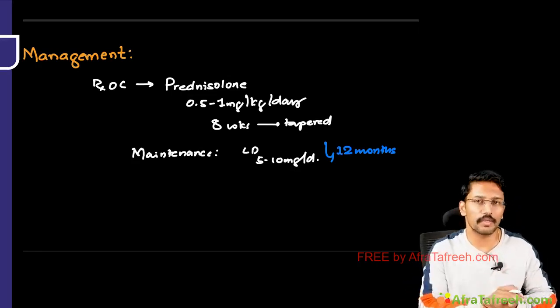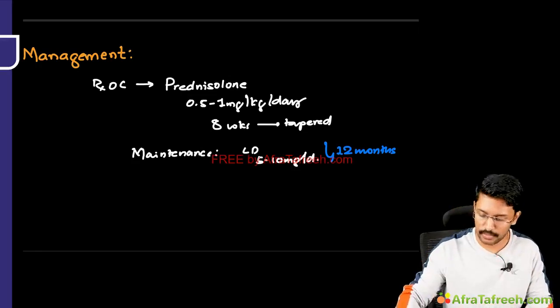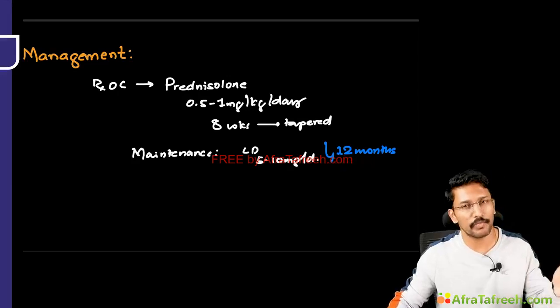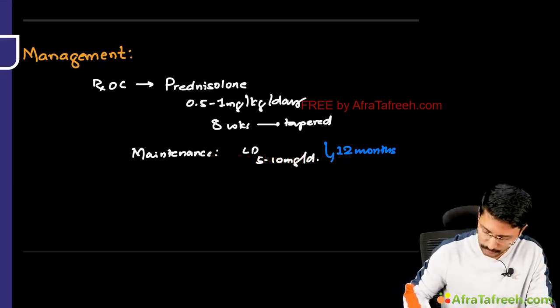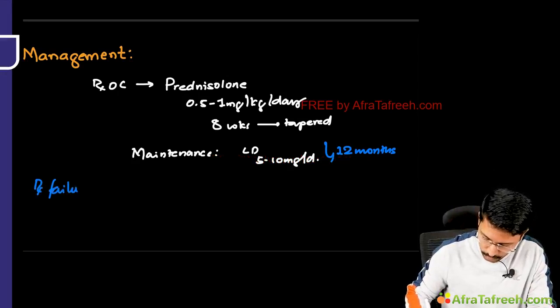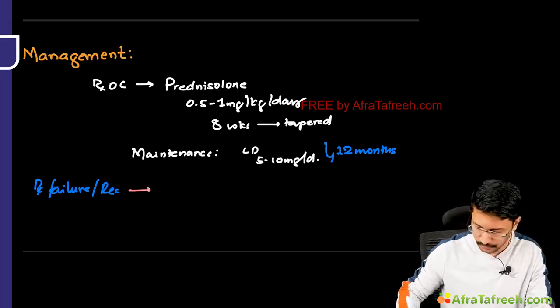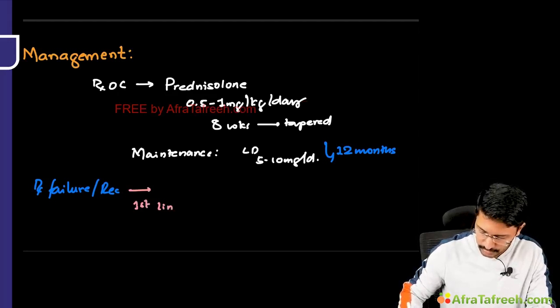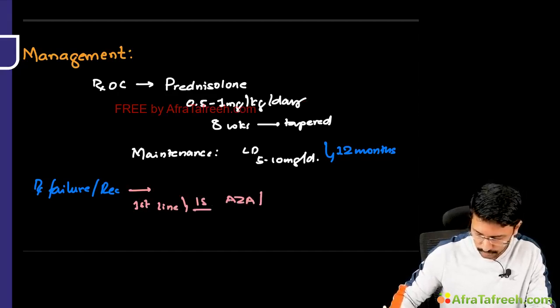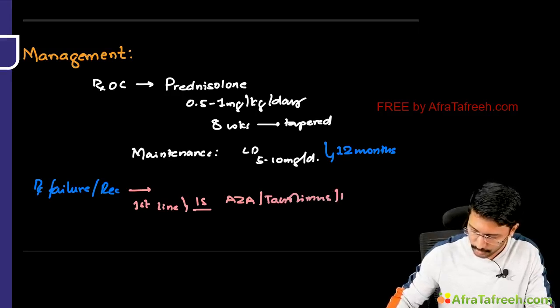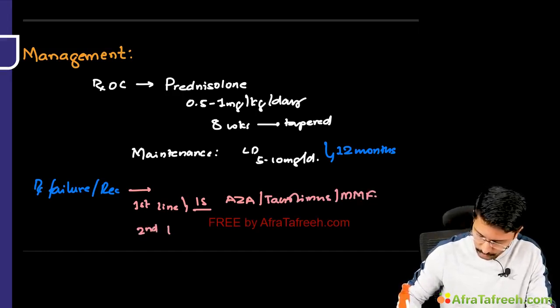Now, there are two problems. One, either the patient may not respond to steroids in the first go, or there may be recurrence. So I can say treatment failure or recurrence. In those cases, what are our options? So if there is treatment failure or recurrence, our first line agents will be regular immunosuppressants like azathioprine or tacrolimus, okay, mycophenolate mofetil. Those are our first line agents. For second line agents, we think of biologicals.